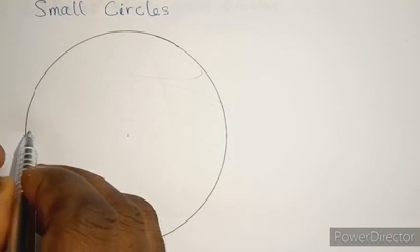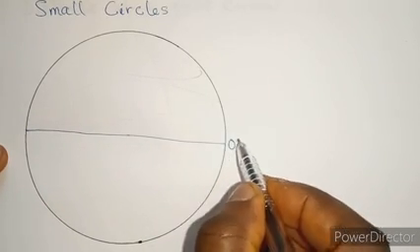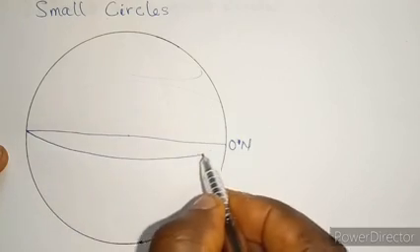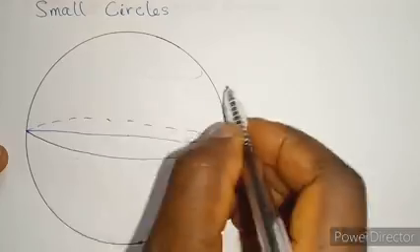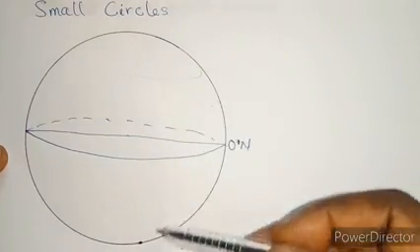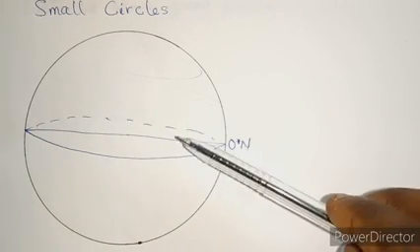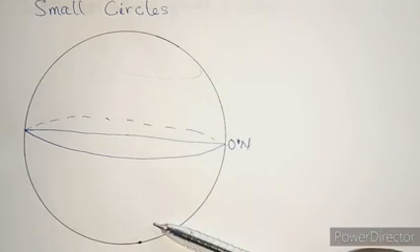Now, let me draw the equator here. This is the diameter of the equator, 0 degree north. So here's the equator. Other latitudes are arranged towards the north and towards the south. There are 180 parallel of latitudes altogether. We have 90 towards the north and we have 90 towards the south.